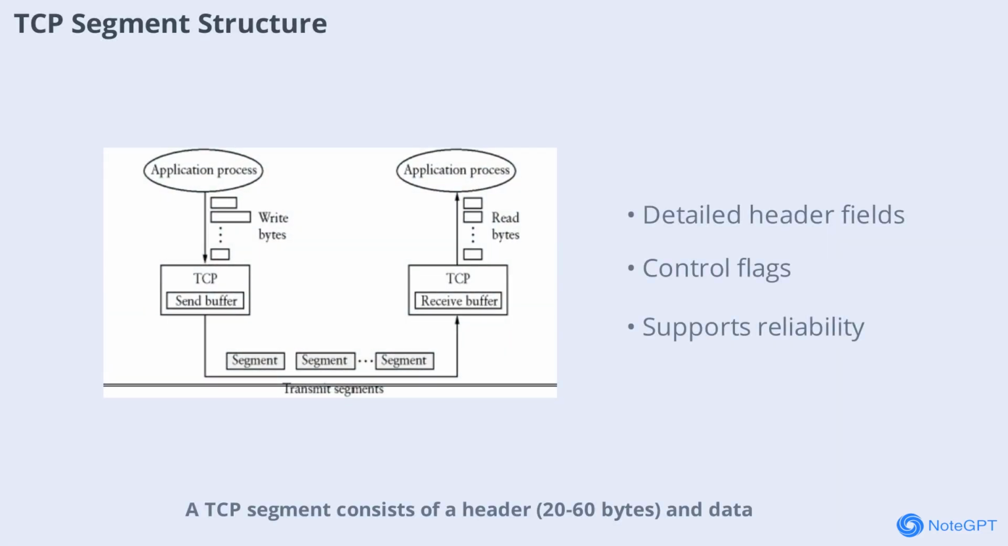A TCP segment consists of a header, 20-60 bytes, and data. The header includes source and destination ports, sequence and acknowledgement numbers, header length, flags, window size, checksum, urgent pointer, and optional fields.